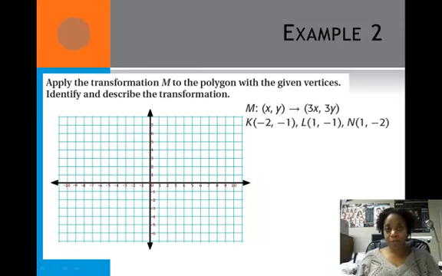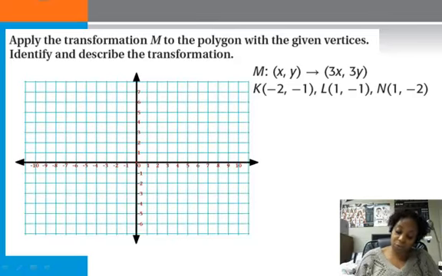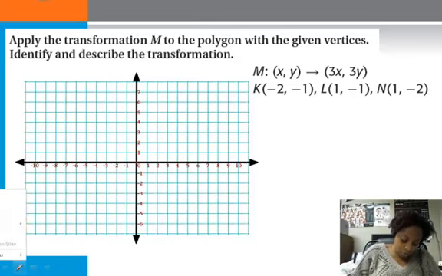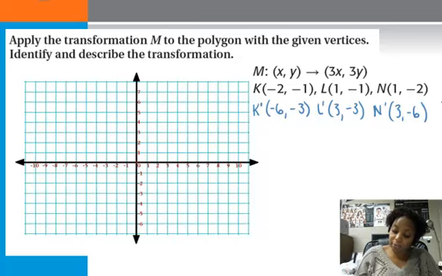Okay, let's try this one. We're going to do the same thing. We've got vertices K, L, and N, and we're going to take everything x, y, and it's going to become 3x, 3y. So our K prime is going to be negative 6, negative 3. L prime is going to be 3, negative 3. And N prime is going to be 3, negative 6.